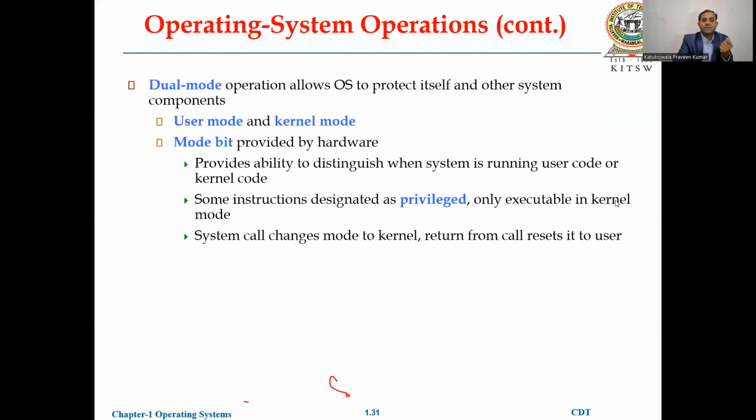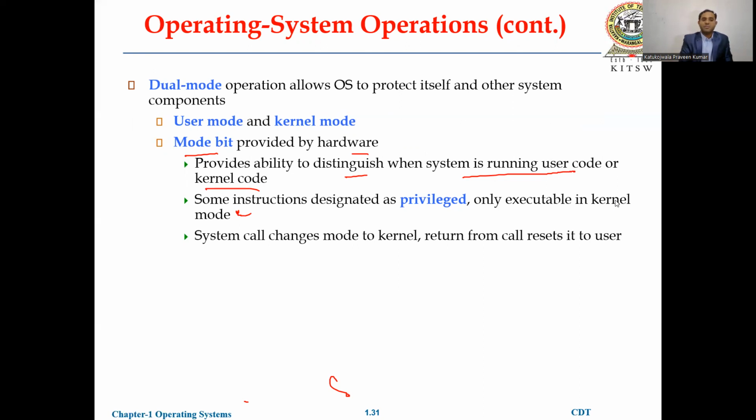The different operations are dual mode operations, like user mode and kernel mode. The mode bit is provided by hardware, and it provides the ability to distinguish when the system is running user code and when it is running kernel code. As we have discussed, the kernel will run all the time.